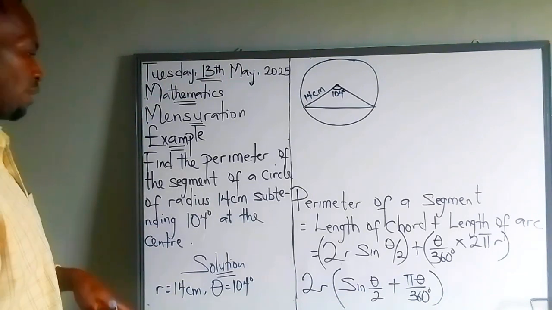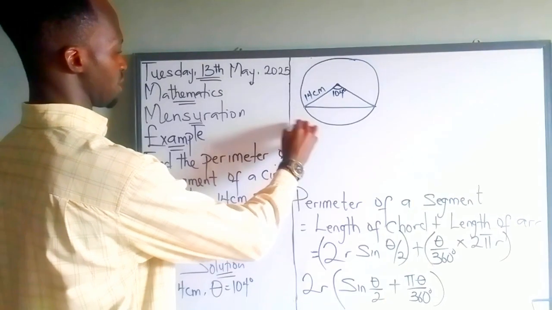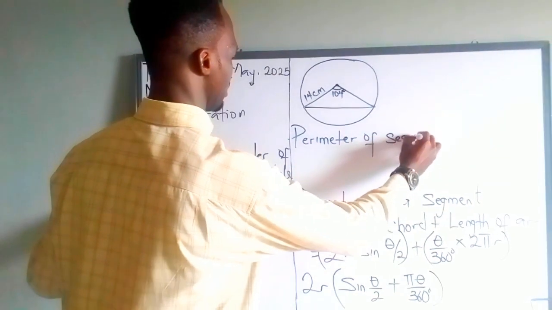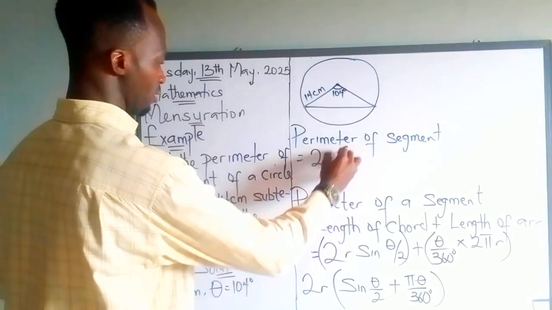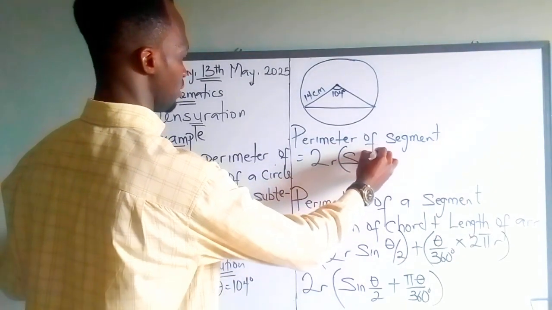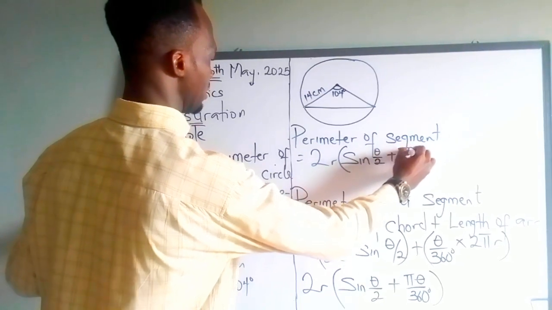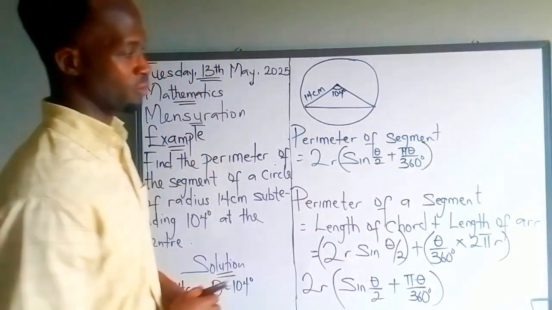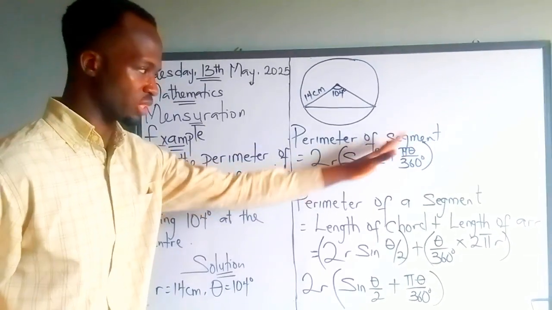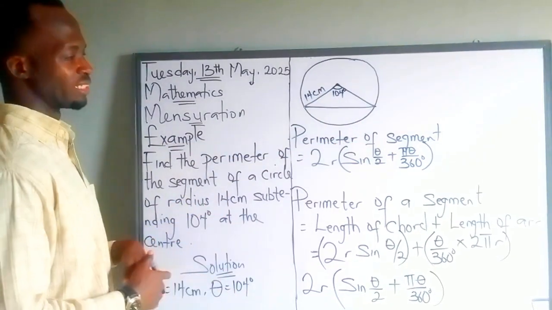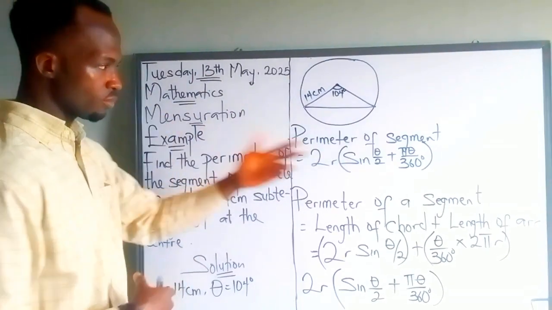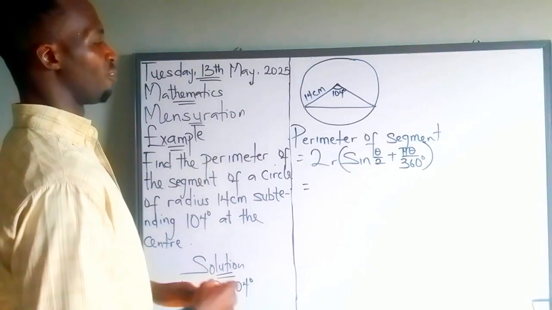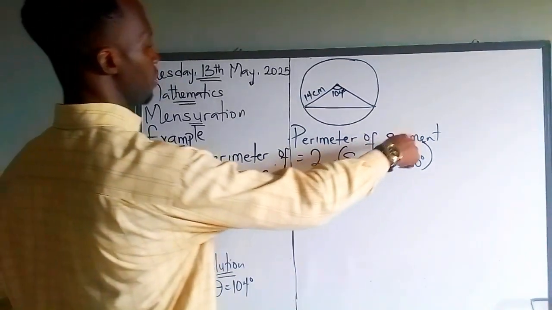So to calculate the perimeter of the segment, we use, let's say, perimeter of segment is given as 2r, all right? We have the formula here already, sine theta over 2 plus pi theta over 360 degrees. There is something I actually observed, and that is theta on both sides, but you can as well use it like this, or better still, we can go further to improve on this formula, and I'm going to show you how to do that. So the perimeter of the segment is 2r into sine theta over 2 plus pi theta over 360 degrees.